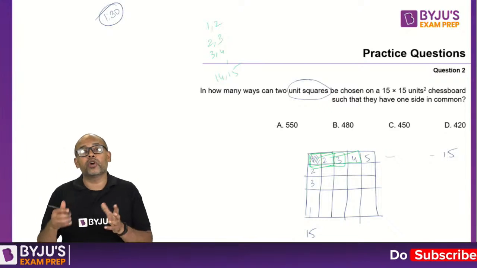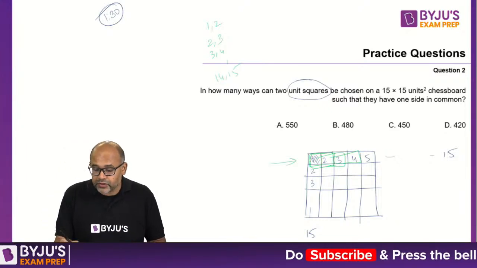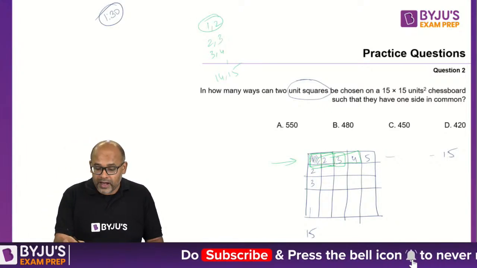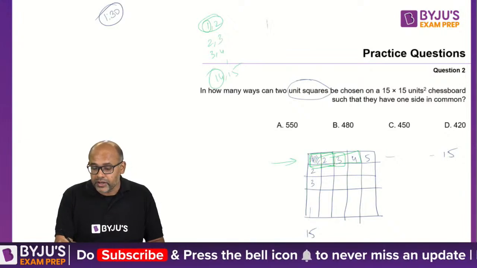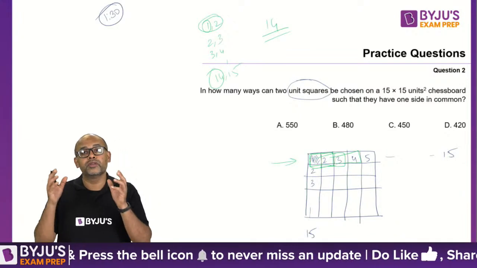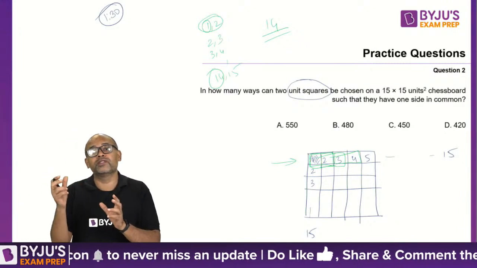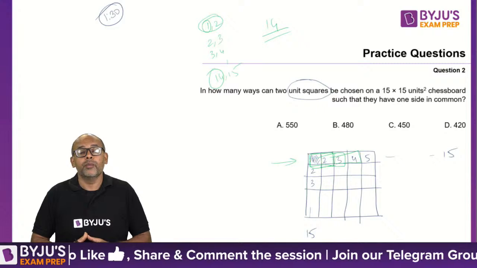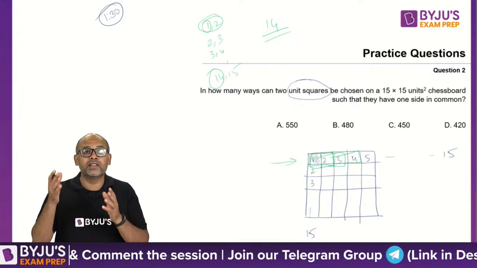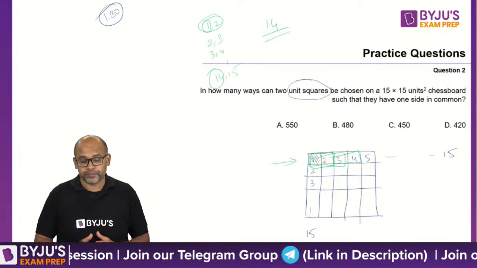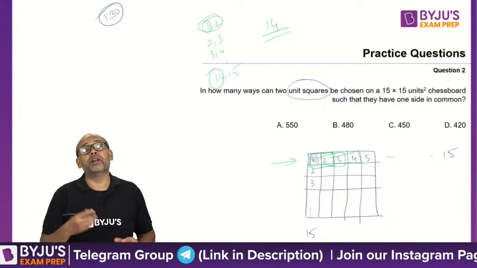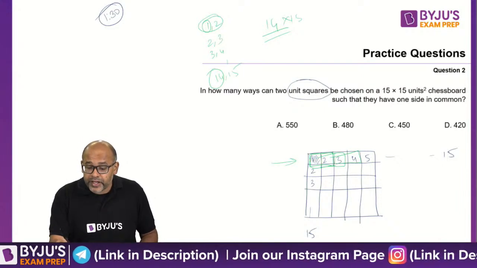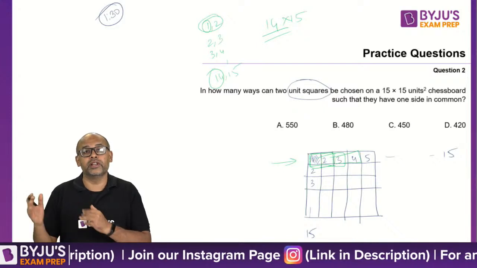So how many such combinations can I have in the first row? In the first row, I will have starting from 1 up to 14. So 14 squares of 2 units total. 1 and 1 together, total is 2 units. I can choose because any of these I take, there is a line which is common among them. So 14 per row, and I have 15 rows like this horizontally.